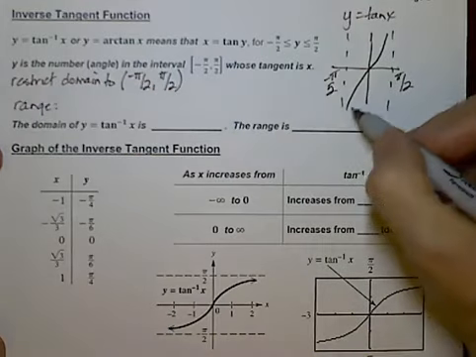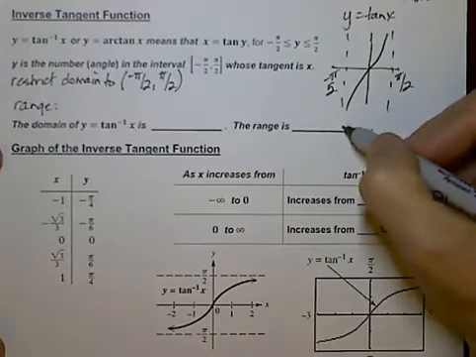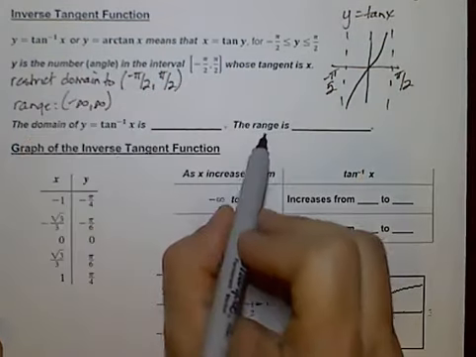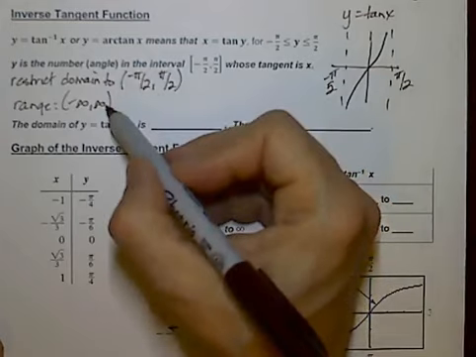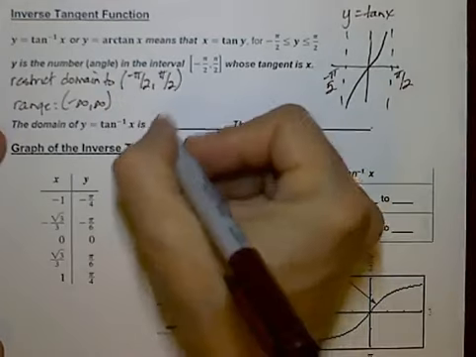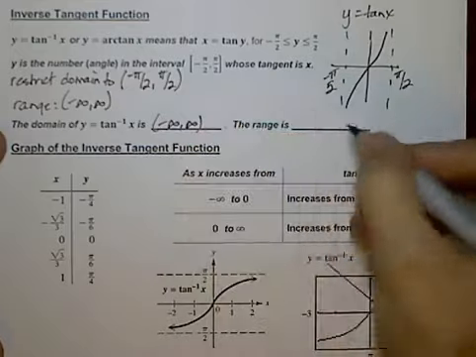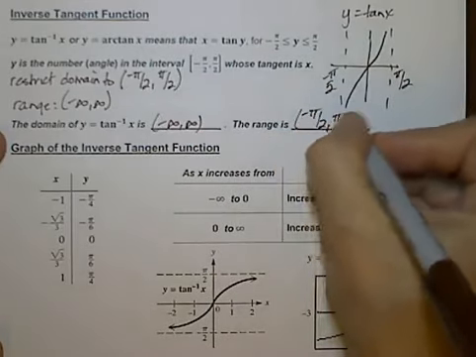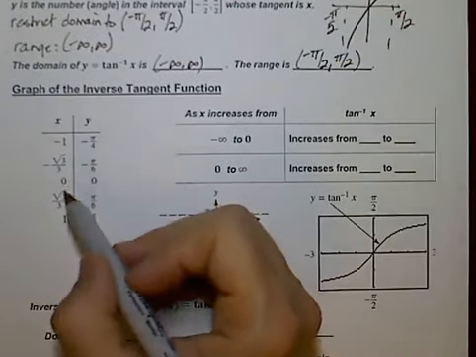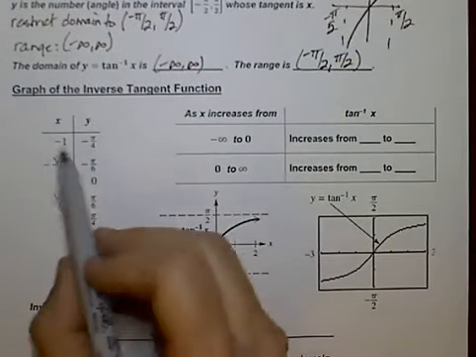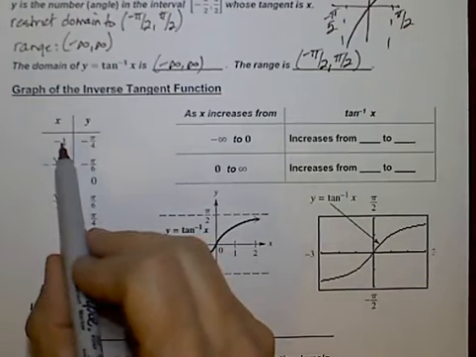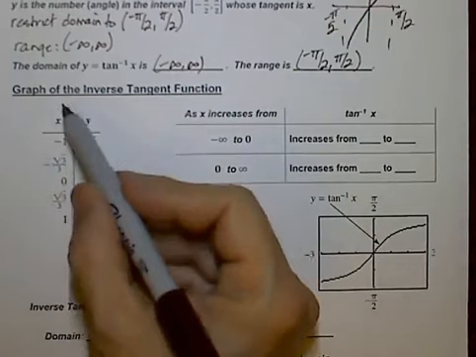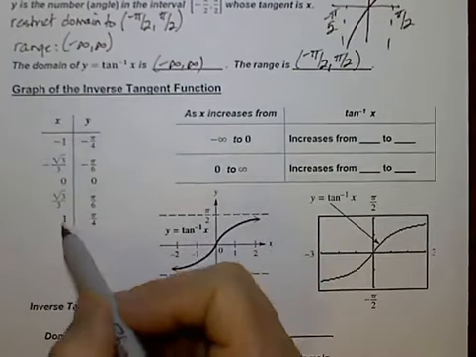For the range of tangent, if we look at our y values, we're going all the way from negative infinity to positive infinity. If we do the domain and range of our inverse tangent, we're just going to switch these two. So our domain is going to be negative infinity to infinity, and our range is going to be from negative pi over 2 to pi over 2. If we look at some of our function values, and these are just a few of them, obviously since our domain goes from negative infinity to infinity, we could go out a lot further with the x's on either end.